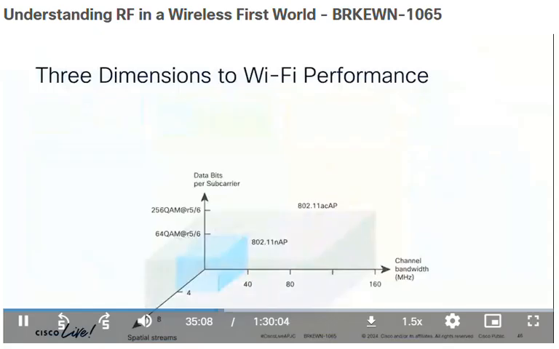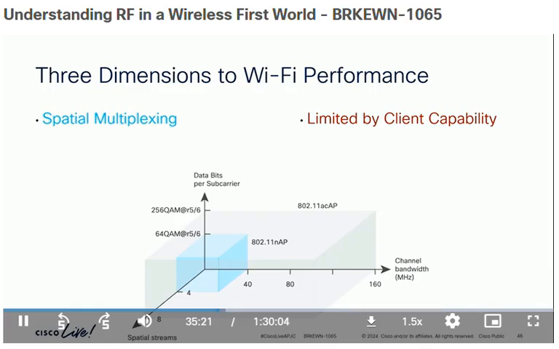Okay. So these then are my 3 dimensions of wireless performance, right? So what did we end up with? We had spatial multiplexing. And what was the limiting factor for spatial multiplexing? Capabilities of the device, right? If I only have 1 spatial stream, I can't really do 2 spatial streams from the AP.